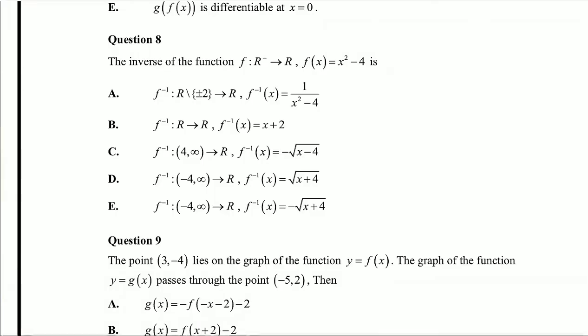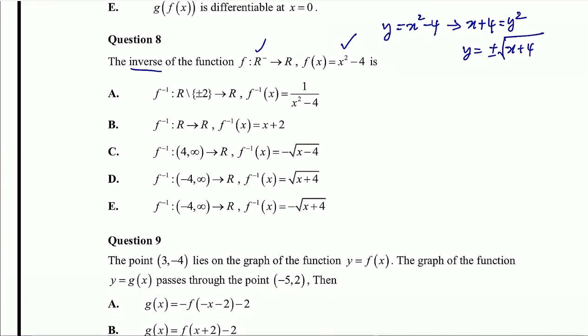The inverse of the function. Okay, so I have to see this one. Now we will find the inverse. So y is equal to x squared minus 4. You swap it, so it's going to be this. So y is equal to plus or minus square root of x plus 4. All good. Now you have plus and minus, right?